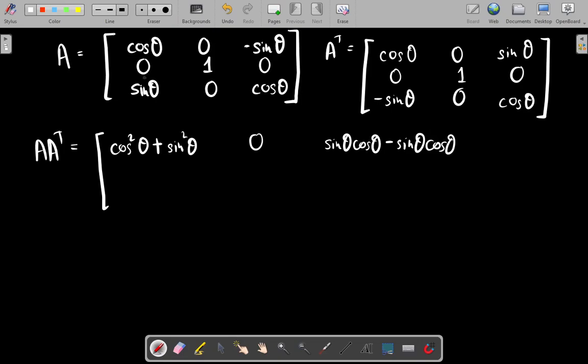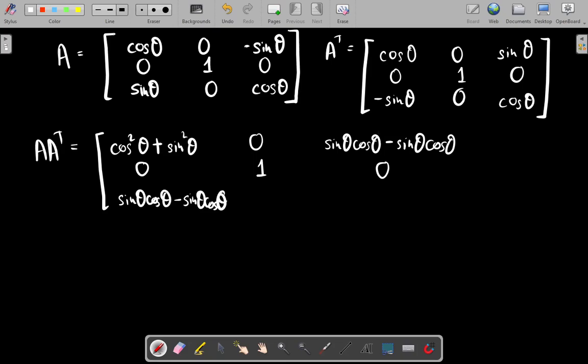Then in the second row, the first element is 0 times cos theta, which is 0, 1 times 0 is 0, and 0 times minus sin theta is 0 again. The second element is 0 times 0 is 0, 1 times 1 is 1, 0 times 0 is 0, so we are left with 1. The third element is 0 times sin theta is 0, 1 times 0 is 0, 0 times cos theta is 0 again. In the last row, the first element is sin theta times cos theta, plus 0 times 0 is 0, and minus cos theta sin theta, so again the sin theta cos theta terms will cancel out.